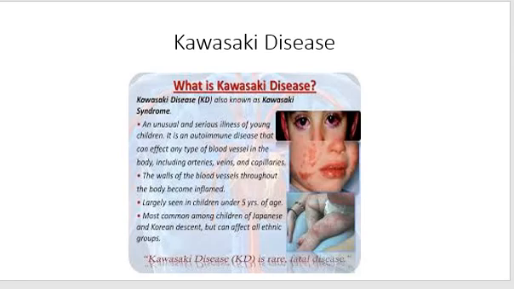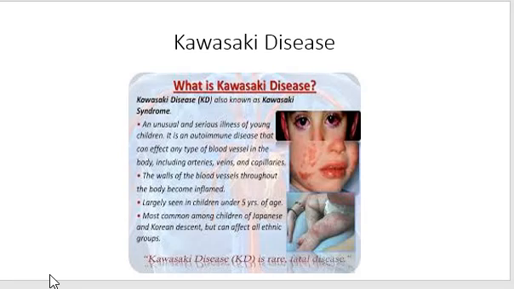But it causes the inflammation of your vessels. The walls of your blood vessels throughout your body become inflamed, and this inflammation will weaken the walls of your blood vessels, and you get this abnormal dilation of the walls of the blood vessels, and so sometimes it leads to aneurysm.